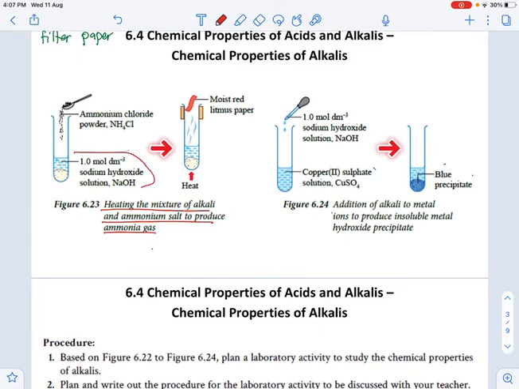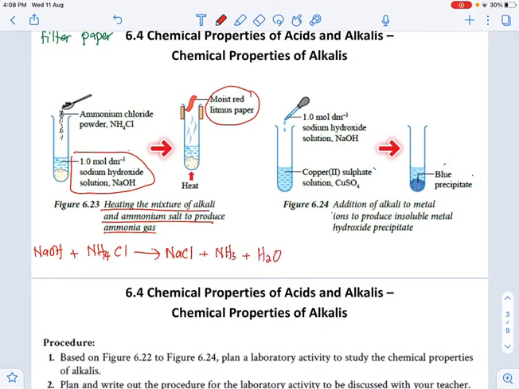1.0 mol dm⁻³ of sodium hydroxide solution is poured into a boiling tube, and then add ammonium chloride powder into the sodium hydroxide solution. Then you heat the mixture of the sodium hydroxide solution and the ammonium chloride powder, and then put the moist red litmus paper on the top of the boiling tube. So the products formed are sodium chloride, ammonia gas and water. So moist red litmus paper will turn blue because of the presence of ammonia gas.